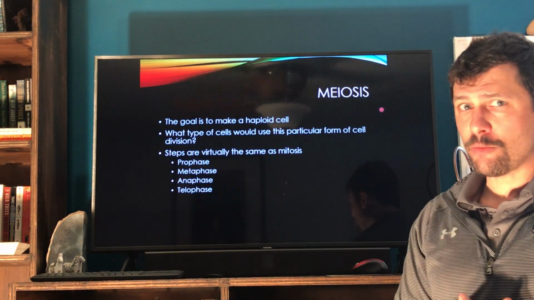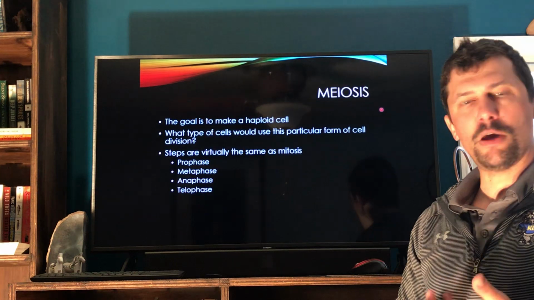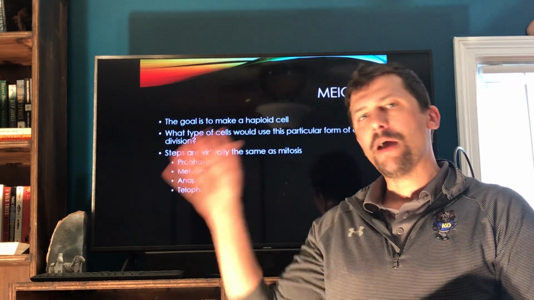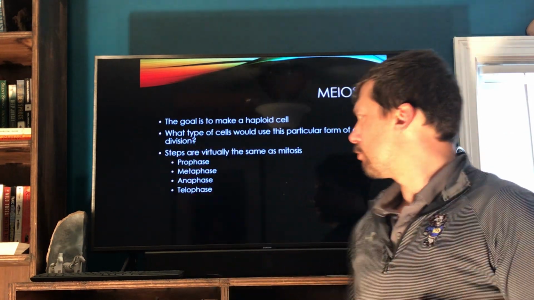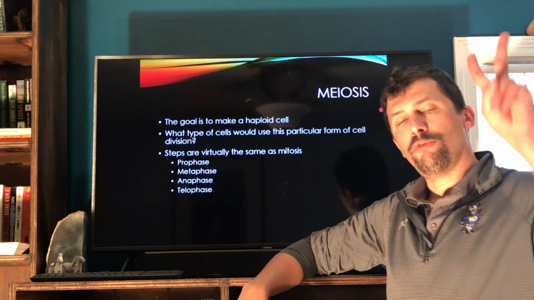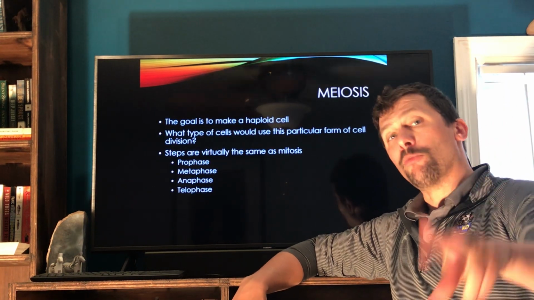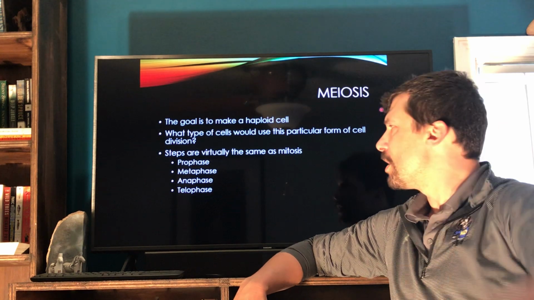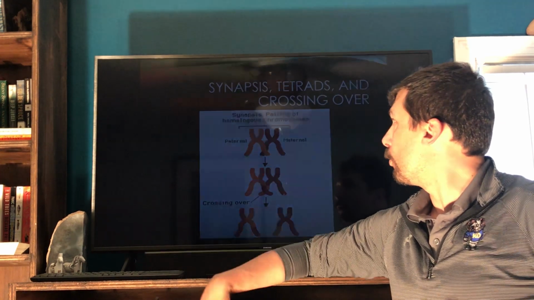The steps are going to be the same as mitosis. I'm still going to have prophase, metaphase, anaphase, telophase. I'm still going to have to get rid of my nuclear envelope and have spindle fibers and centrioles and move things around. So none of that's really going to be different. Only now I'm going to have 2 rounds. So I'm going to have prophase 1 and prophase 2. I'm going to have metaphase 1 and metaphase 2. And you'll see as we get to it here how that's going to work.